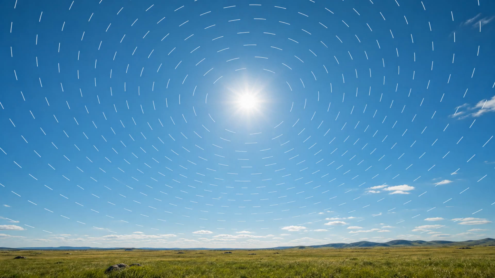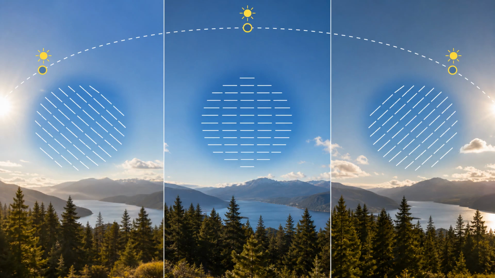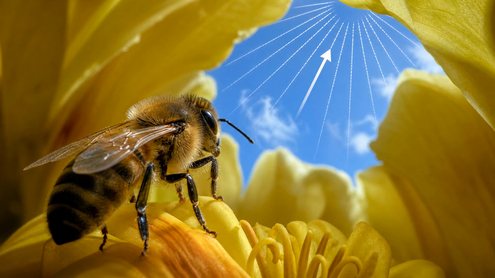This scattering creates a large polarization pattern linked to the sun's position. The pattern changes as the sun moves, but it does so predictably. Even a small patch of clear sky can contain directional information. To us, that patch is simply blue. To a honeybee, it can be part of a celestial compass.